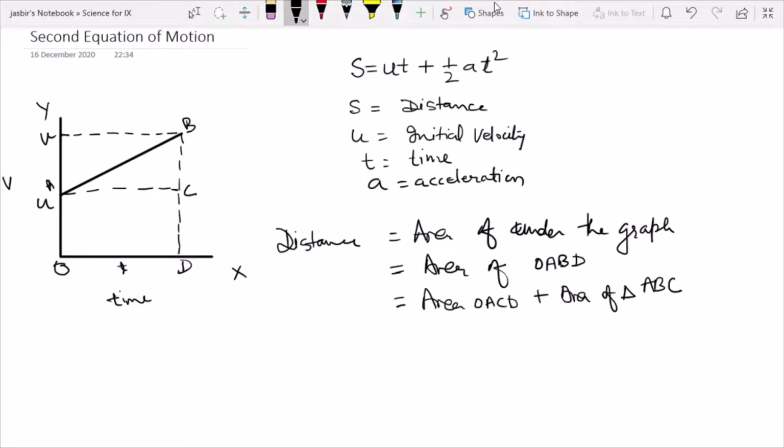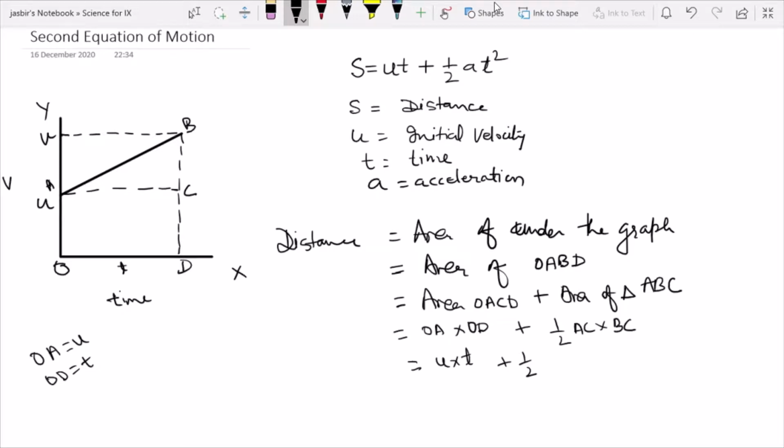Now area of rectangle OACD is equal to base into height, and base is equal to OA into OD, and area of triangle ABC is half base into height, and base is AC into height BC. Now from the figure we see that OA is equal to u and OD is equal to t. So we write OA into OD as u into t, and this is plus half AC into BC.